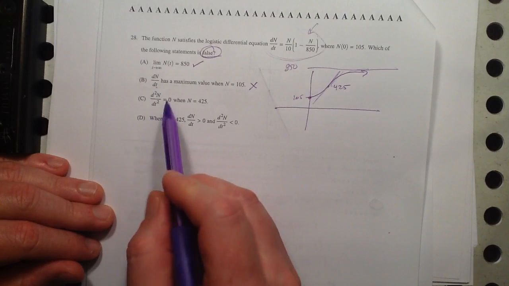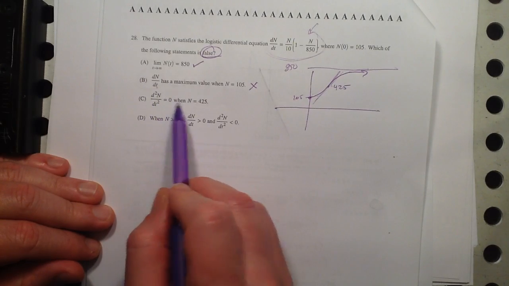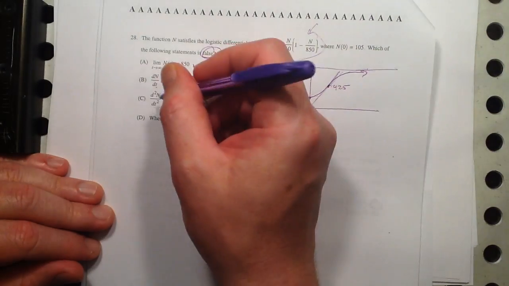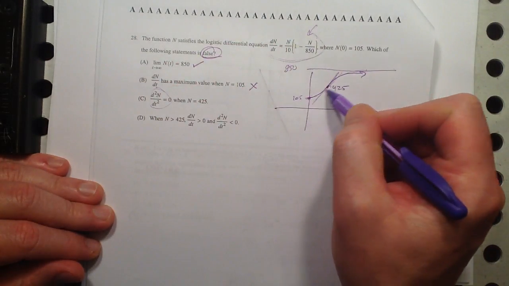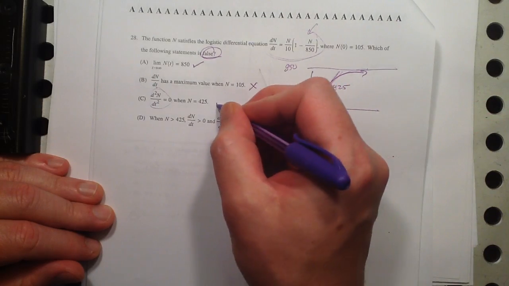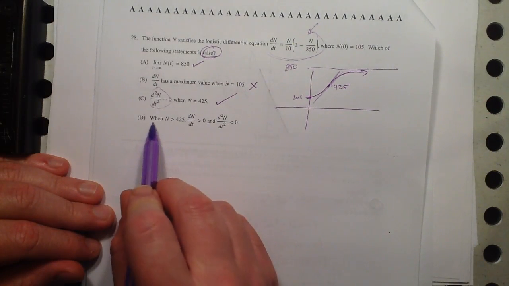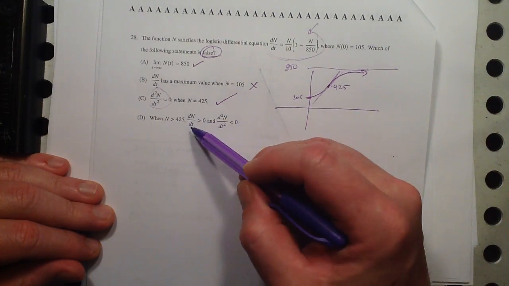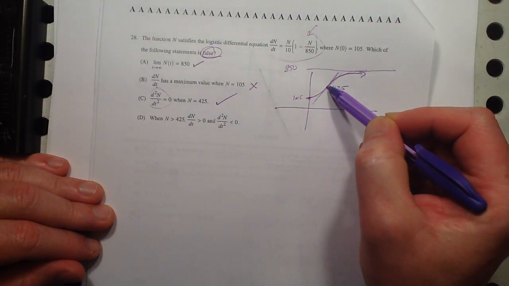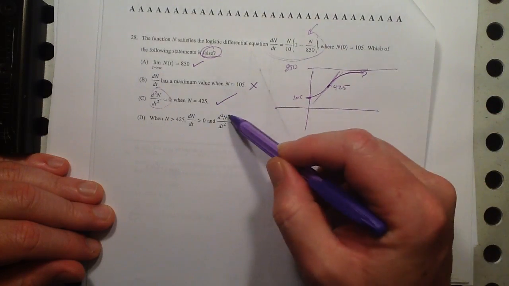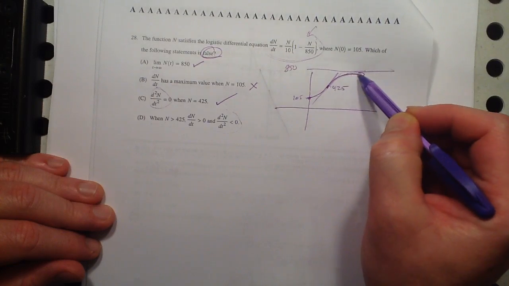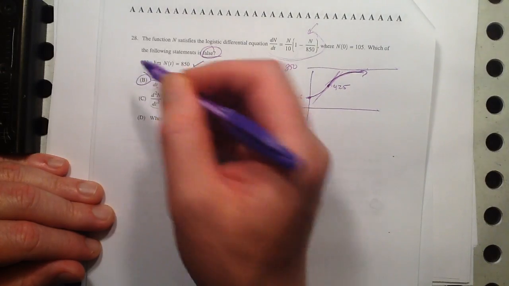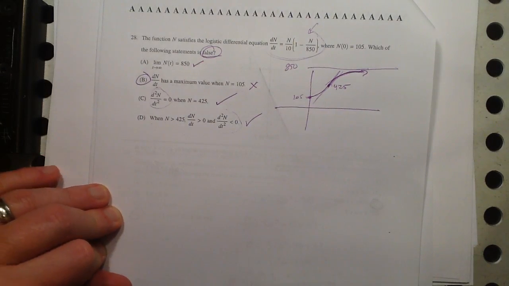Let's just check the others. Is the second derivative 0 when n is 425? Yep. Halfway to the carrying capacity, that's when we have an inflection point. It goes from concave up to concave down. That's true. When n is greater than 425, then dn/dt is positive, the slopes are positive, but the second derivative is negative. That's also true. That describes the shape of this curve. So B is the correct answer.